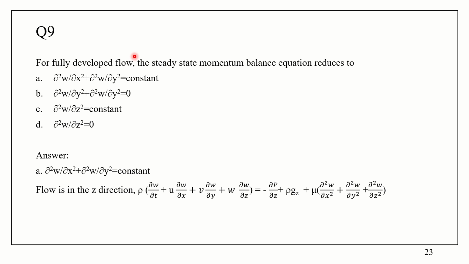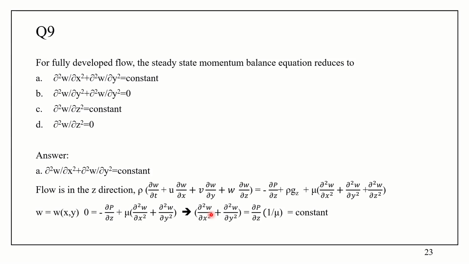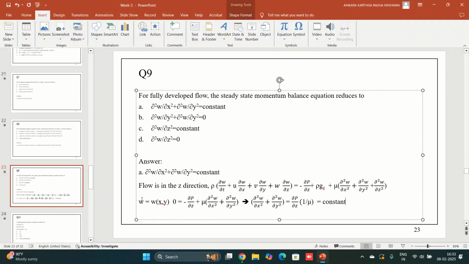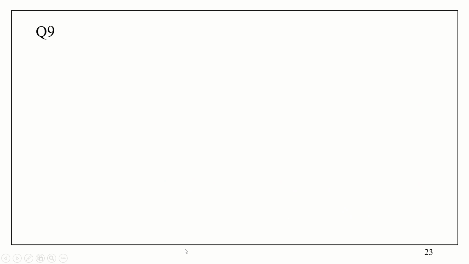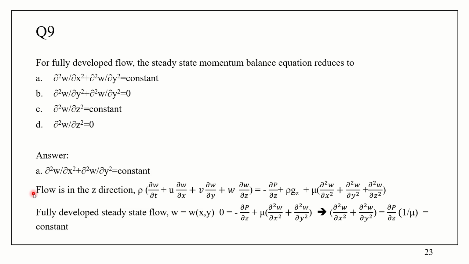Now we are going to question 10. Like flow is in the z direction. So this, and fully developed flow, W is a function of x and y, and developed steady state flow. So that's it. Now we are going to question 10.